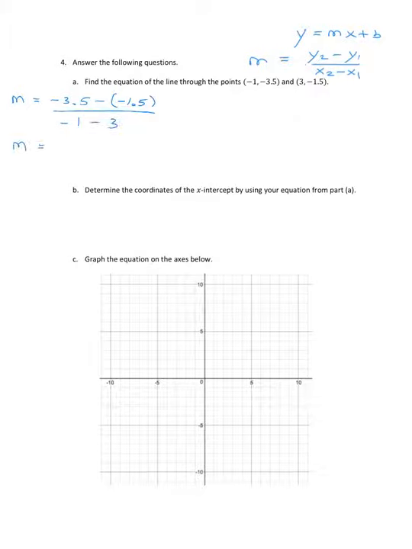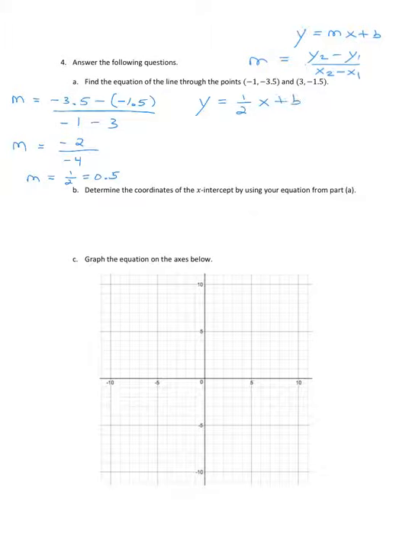All right, when I simplify this, that's going to be negative 3.5 plus 1.5. Okay, so that's negative 2 over negative 4. And that means my slope is 1/2. You could even use a decimal of 0.5. That would be completely okay. All right, now that I know my slope, I think I'll leave it as a fraction. My equation has to be 1/2 x plus b. The only thing that I do not know is b.